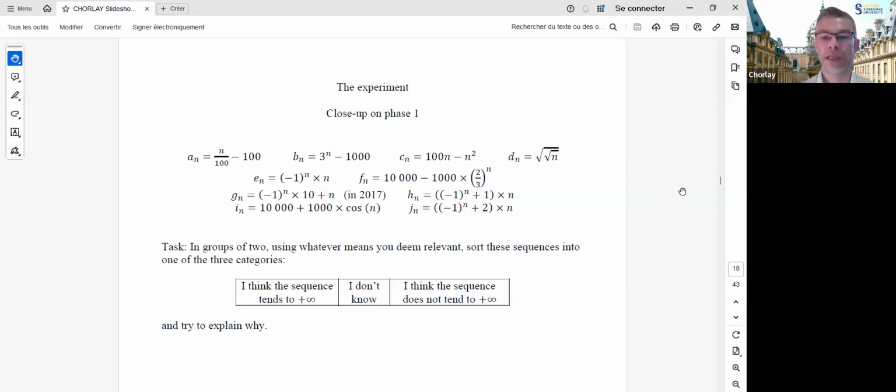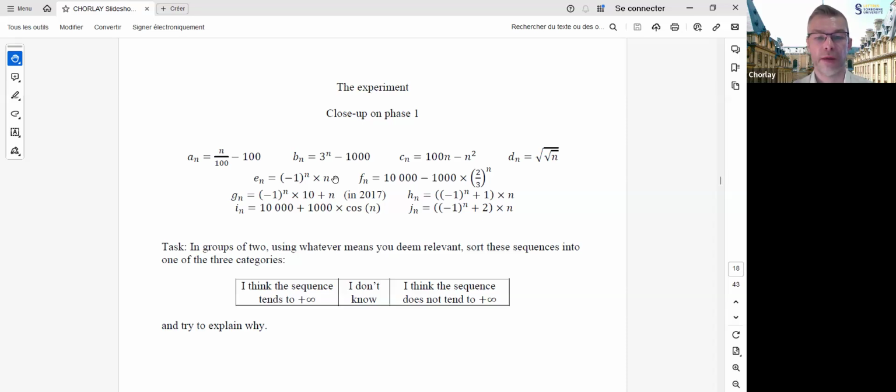Sequences A, B, C, and D are just here for warming up. No real challenge here. Of course, E is interesting because these are usual suspects. You all know them very well. But some students might think that E does tend to positive infinity and to negative infinity just as well. Of course, F is strictly increasing, but does not tend to positive infinity. G tends to positive infinity, but it oscillates, so it never becomes increasing.